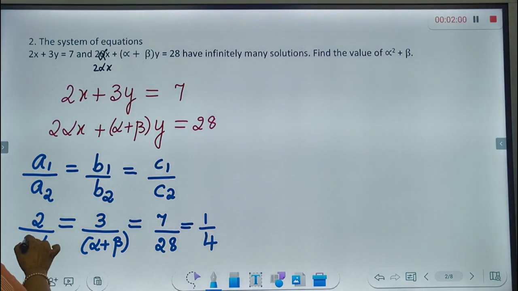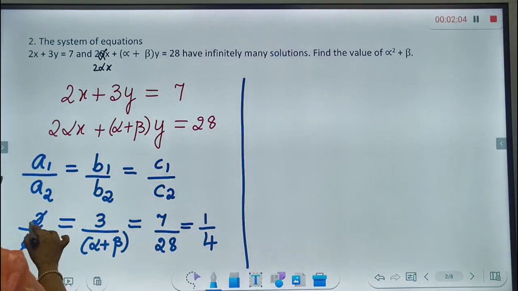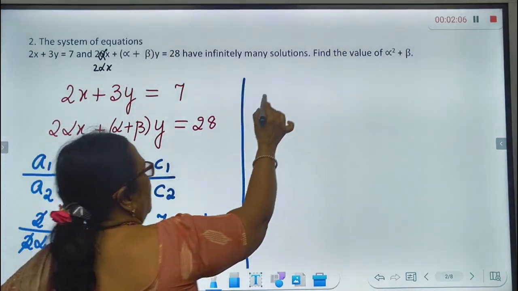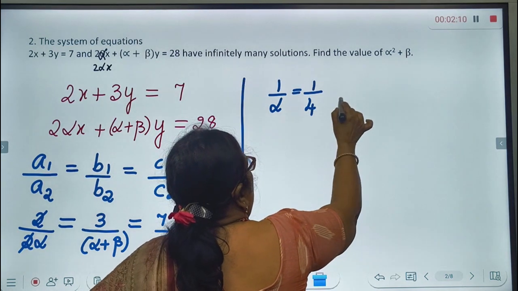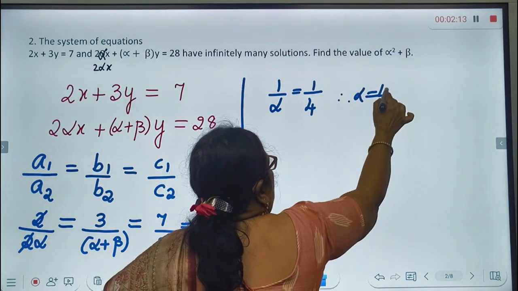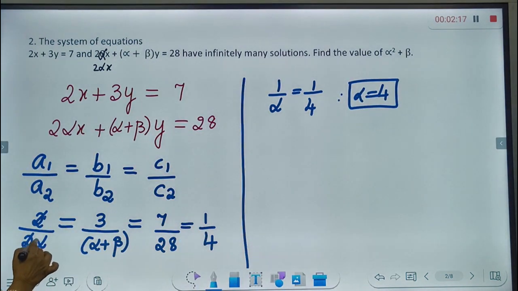Now comparing the first and the last one, you get 1 by alpha equal to 1 by 4. Therefore, alpha equal to 4. See, this is 1 by alpha and this is 1 by 4. So, 1 by alpha equal to 1 by 4 means alpha equal to 4.